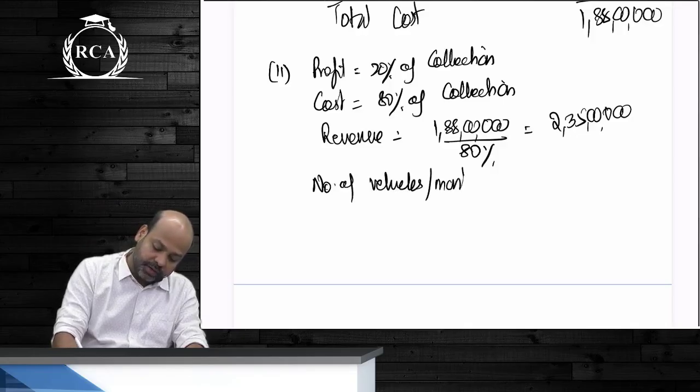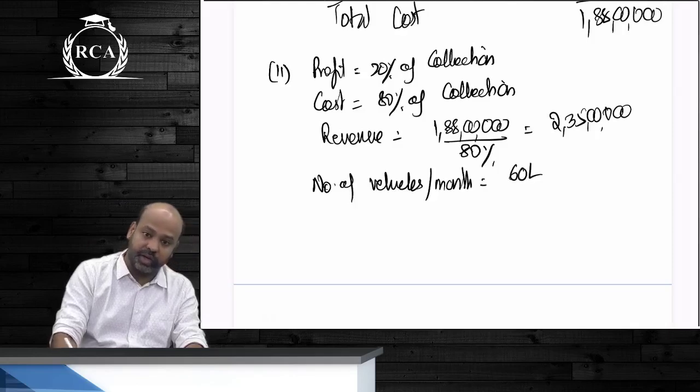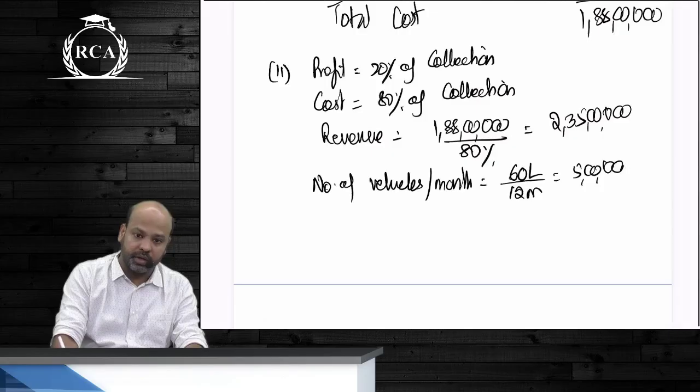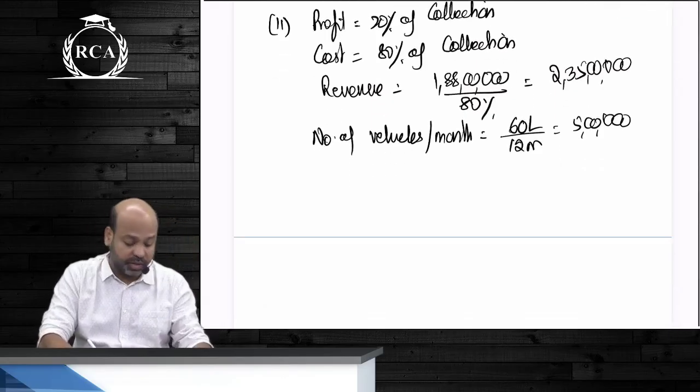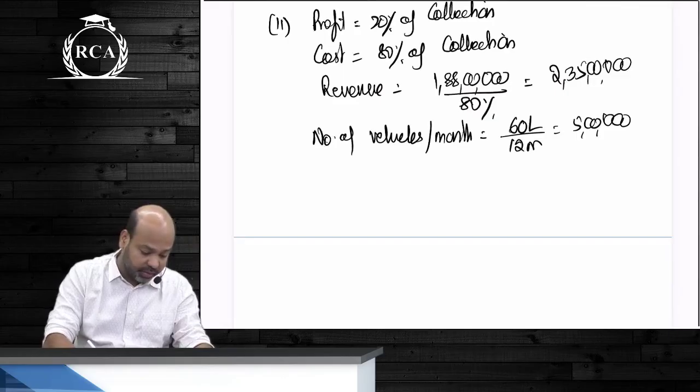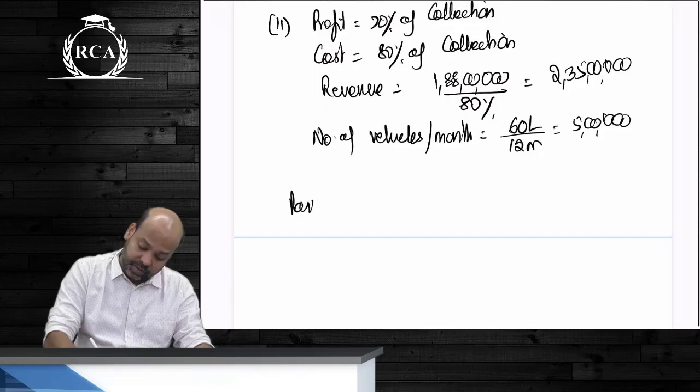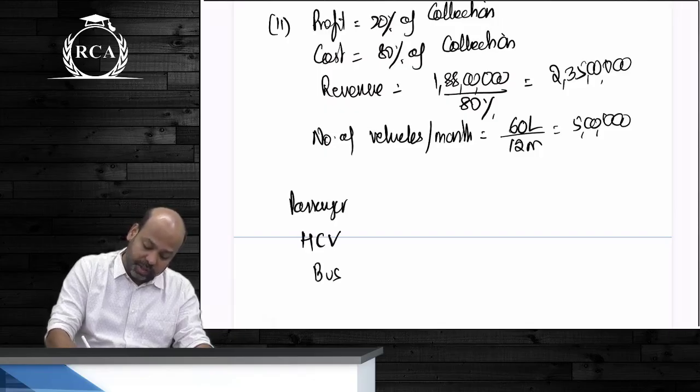The number of vehicles per month will be 60 lakhs divided by 12 months. That will be how many vehicles? 5 lakh vehicles. This 5 lakh vehicles we're going to divide into 3 categories. What are the 3 categories that we have? Passenger vehicles, heavy commercial vehicles, and buses.